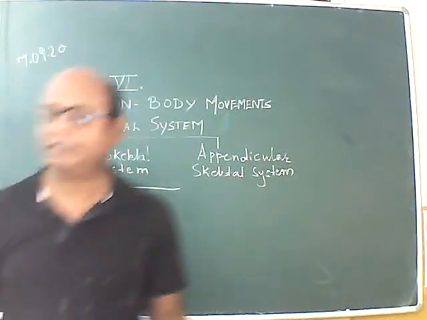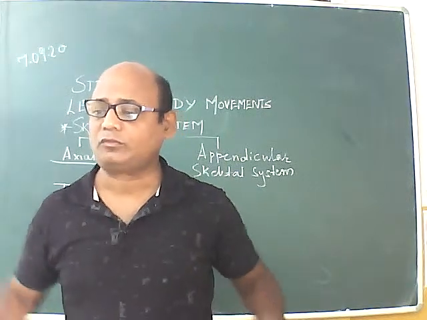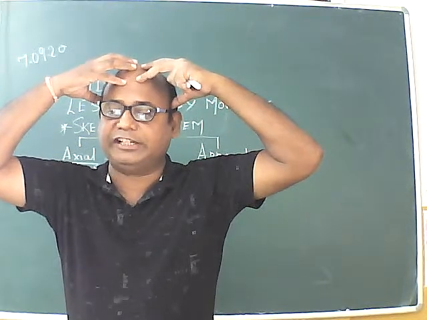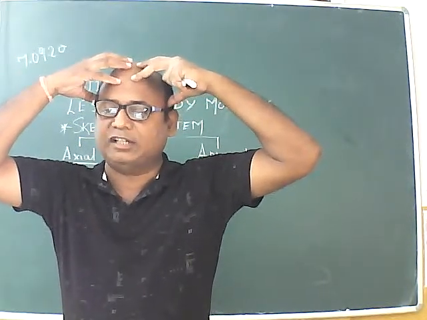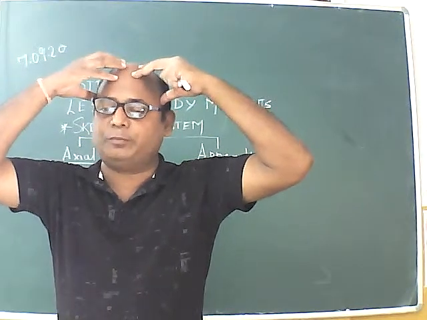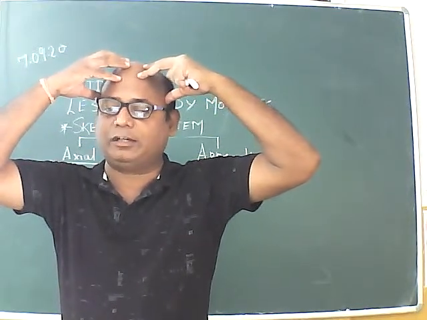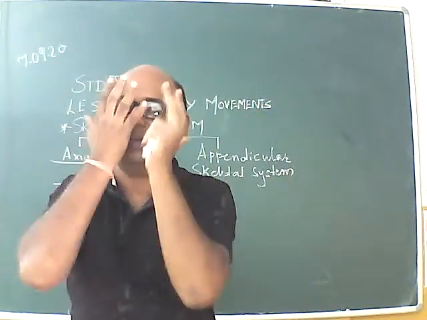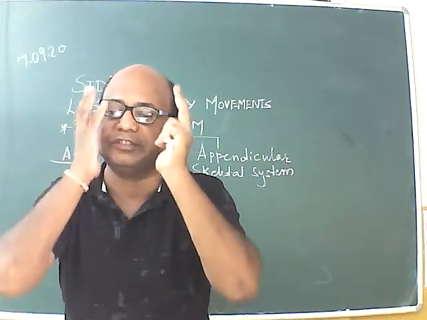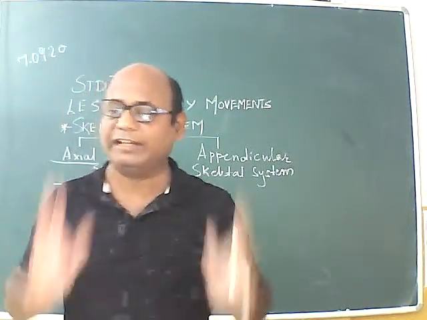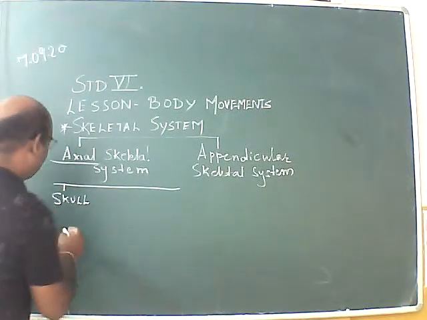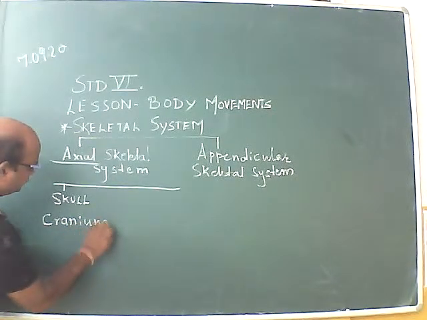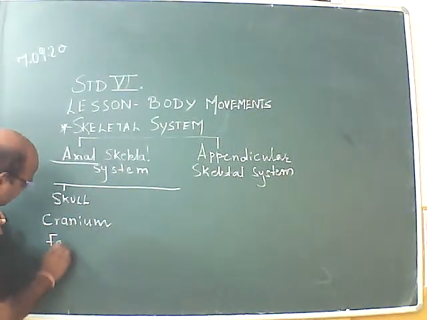Okay, then we will find in the skull, at the top, there is the cranium, or brain box, that is protecting the most important part of our body, the controlling center of our body, that is the brain. It consists of this cranium and facial bones that give shape to our face. So the skull consists of cranium and facial bones.